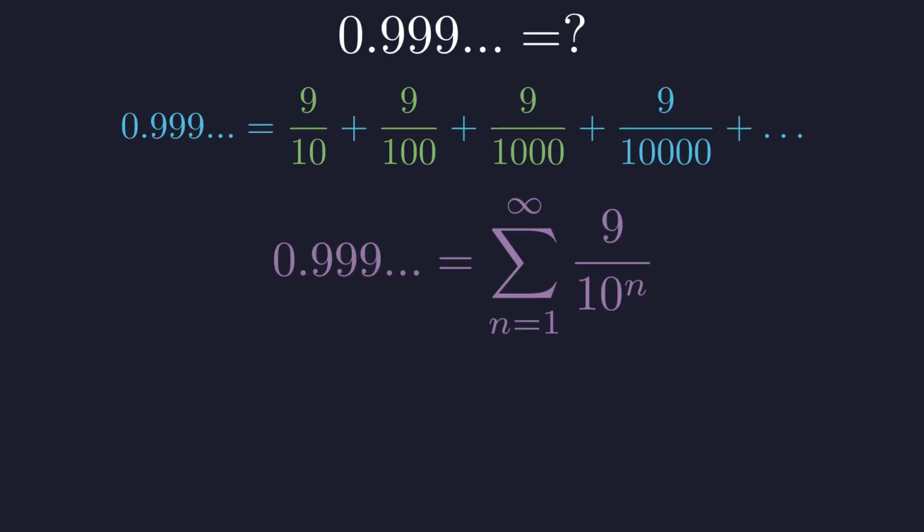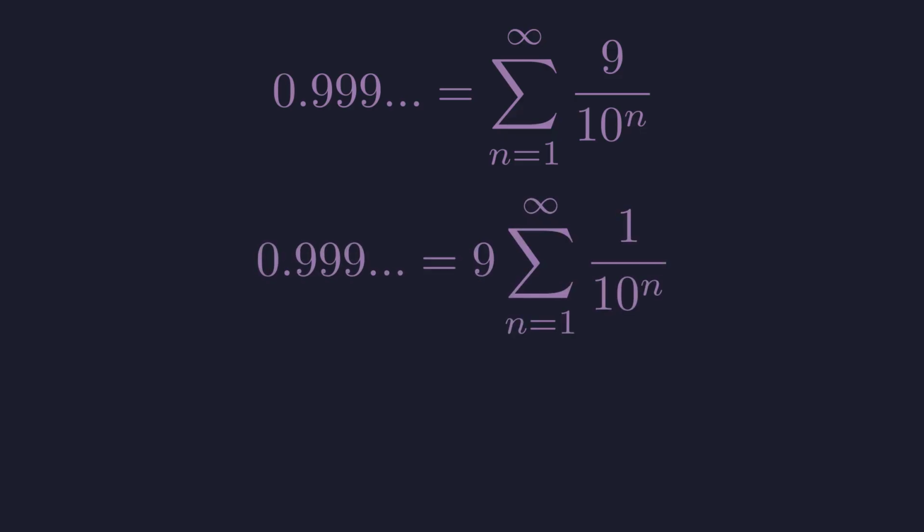Using sigma notation, we can write this compactly as the sum from n equals 1 to infinity of 9 over 10 to the n. We can factor out the 9 from each term. This gives us 9 times the sum from n equals 1 to infinity of 1 over 10 to the n. This inner sum is what's called a geometric series.